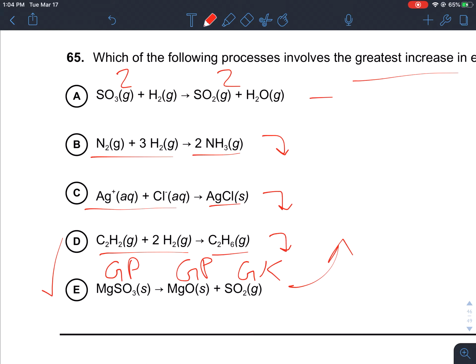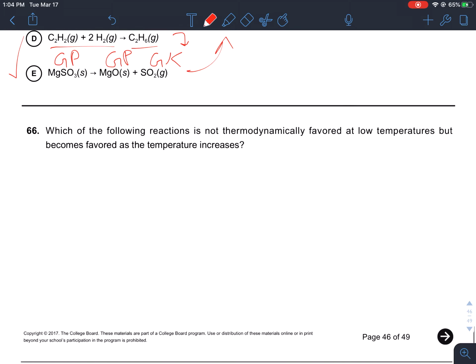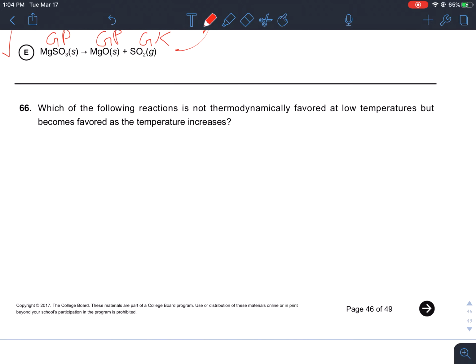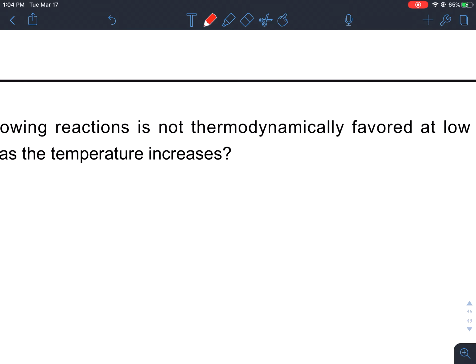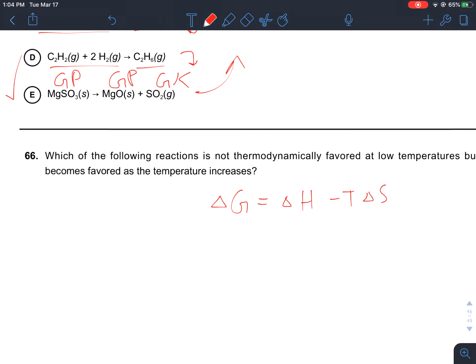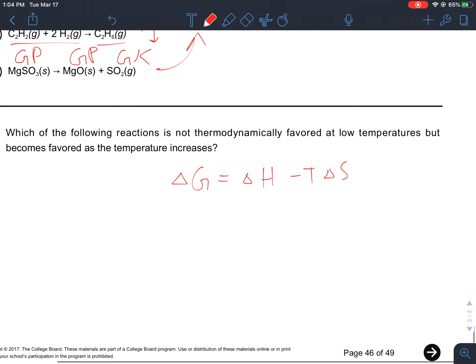All right, 66. Which of the following reactions is not thermodynamically favorable at low temperatures, but becomes favored as temperature increases? Okay, let's talk about this. Delta G is equal to delta H minus T delta S. It's not thermodynamically favorable at low temperatures.